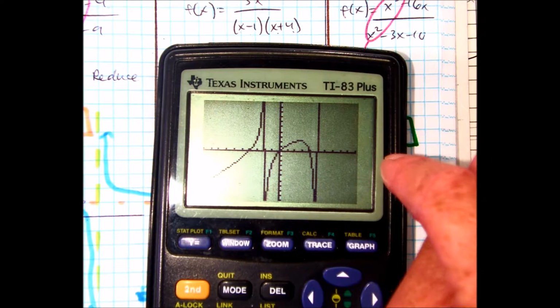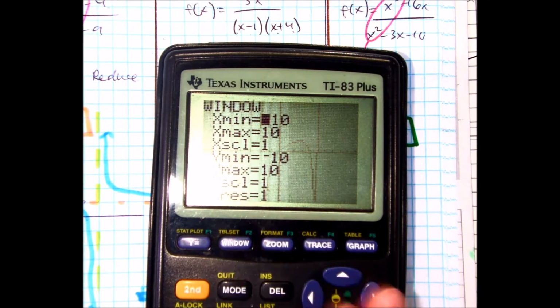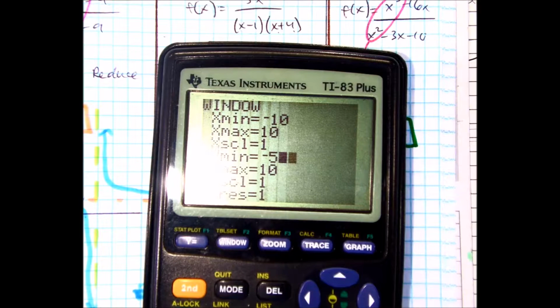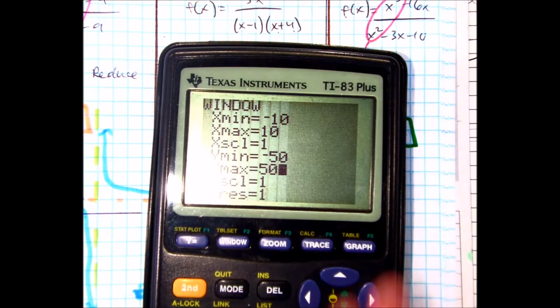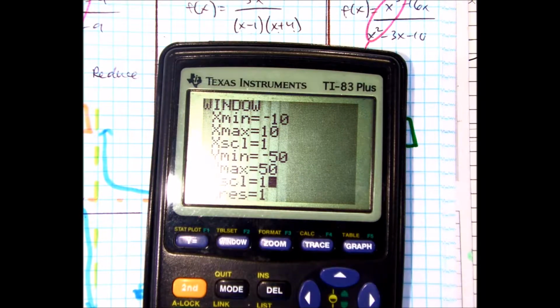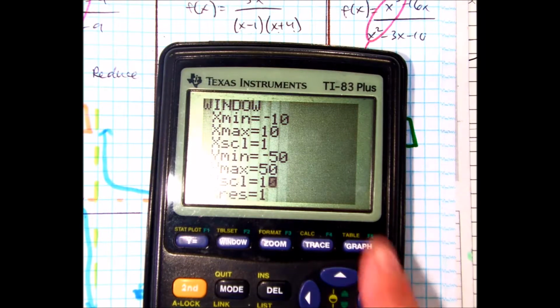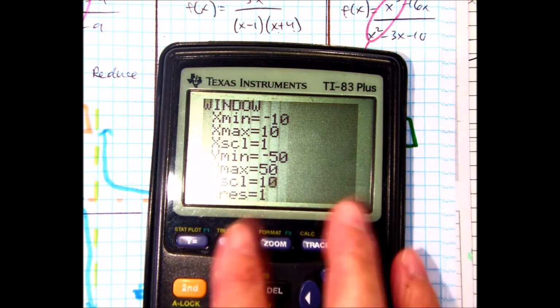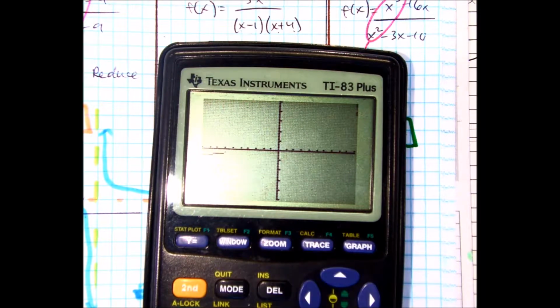Does that make sense? So I'm going to have to change my window. Maybe you do negative 50 to positive 50, and then count by tens or 20s. Or count by tens. Right? There was something not on the graph. Now some of you realize you can go zoom out, but changing your window manually is better. Do you see it?